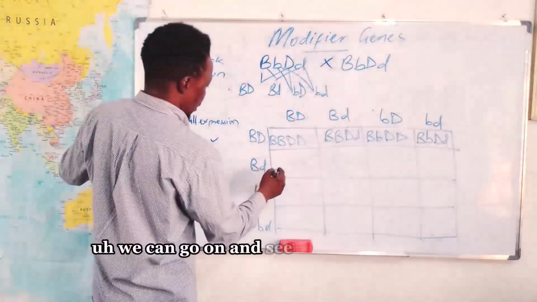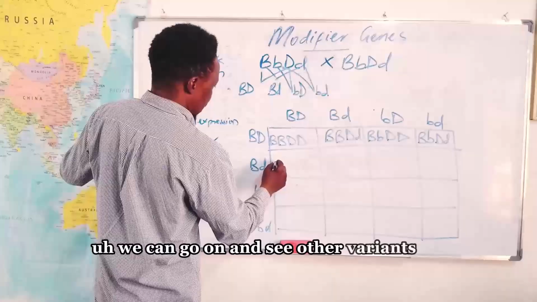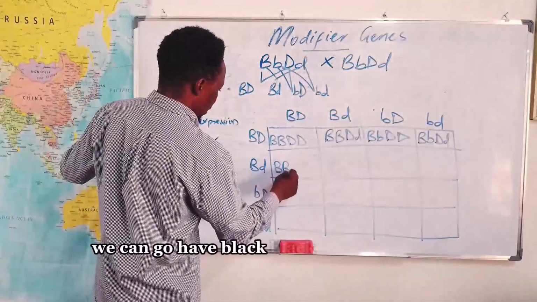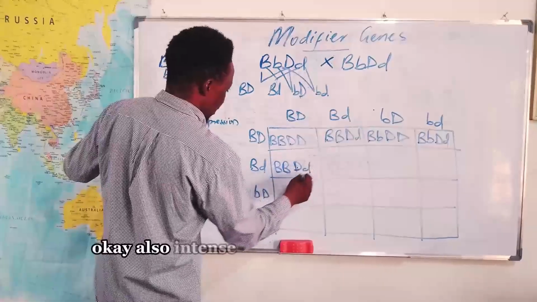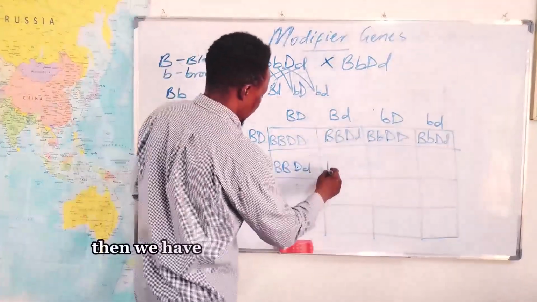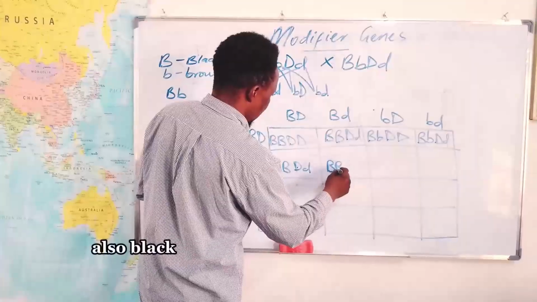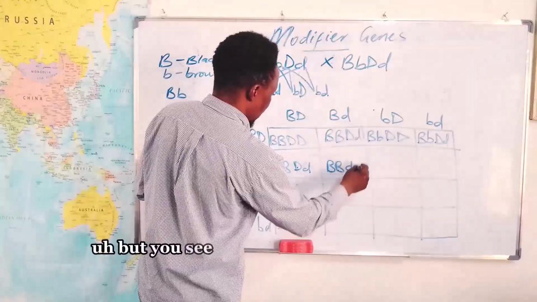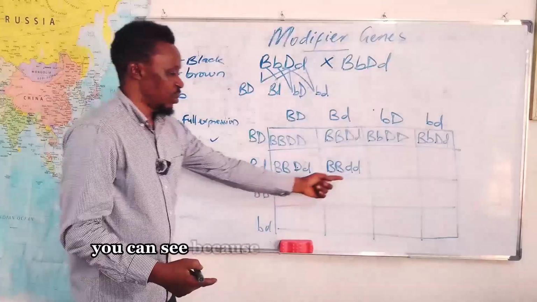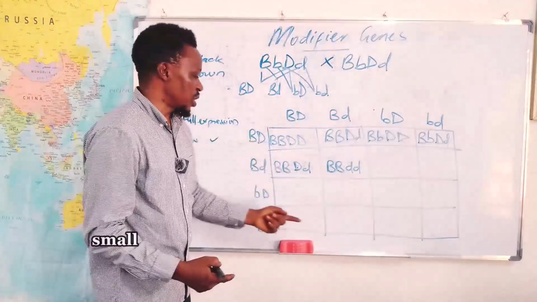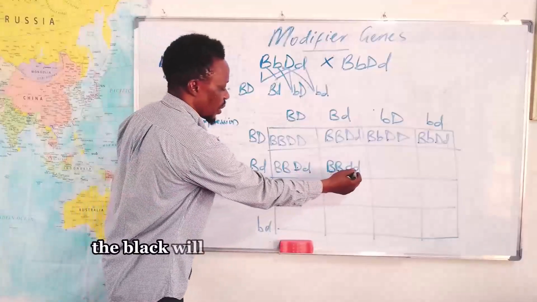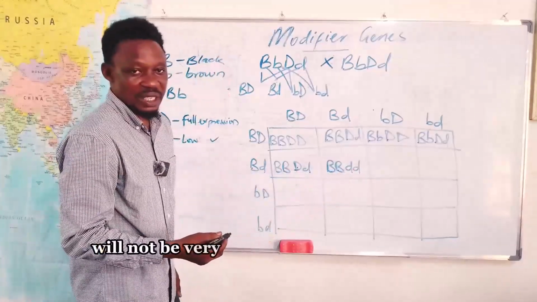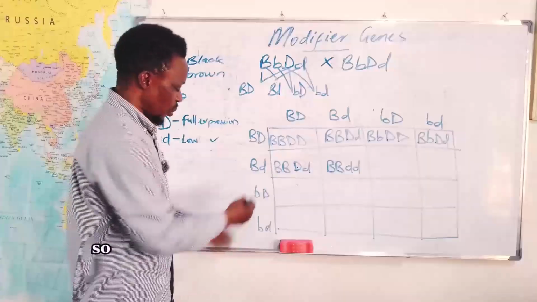We can go on and see other variants. Here we have black, okay, also intense black. Then we have here also black in color, but you see light black. You can see because there's occurrence of small d here. So that means that will be light. The blackness will not be very intense. Okay, so you can go on like that.